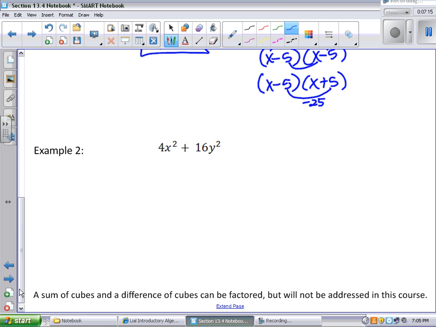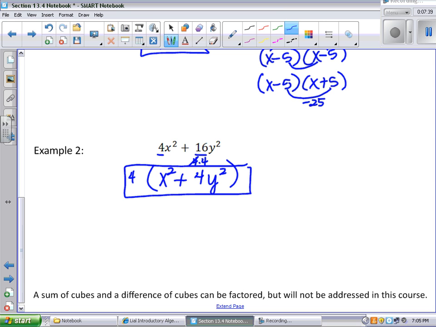So in example 2, if we look first for, do we have common factors here? The answer is yes. I can factor out a 4 because 16 is 4 times 4. And I'll have x squared plus, I factor out one of those 4's, I have 4y squared left. Now I have a sum of 2 squares. That's as far as I can factor. All I can do is take out that greatest common factor for that polynomial.